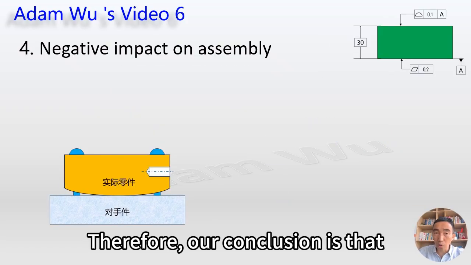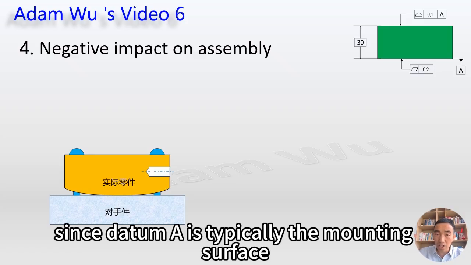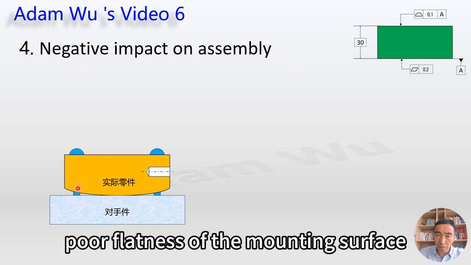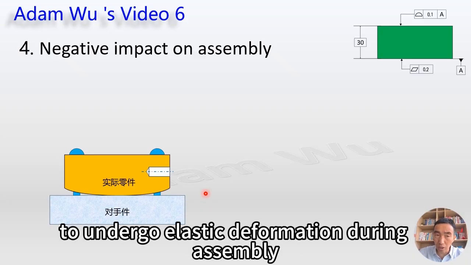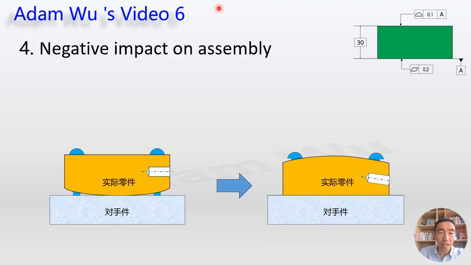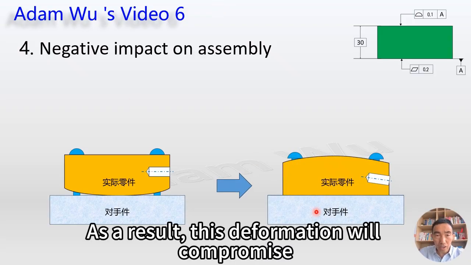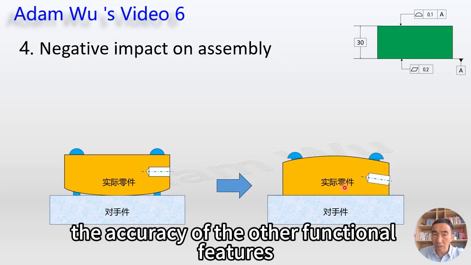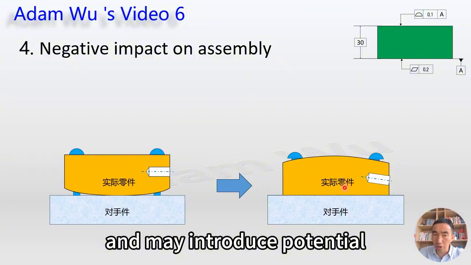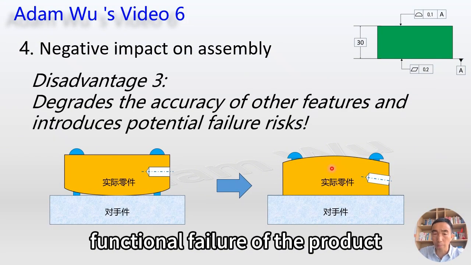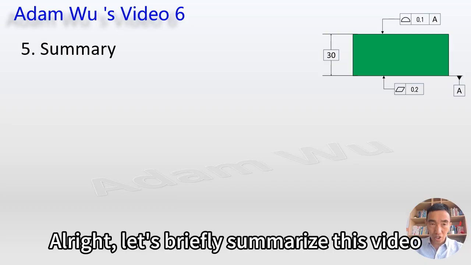Therefore, our conclusion is that since datum A is typically the mounting surface, poor flatness of the mounting surface can cause the part to undergo elastic deformation during assembly. As a result, this deformation will compromise the accuracy of the other functional features and may introduce potential functional failure of the product. Alright, let's briefly summarize this video.